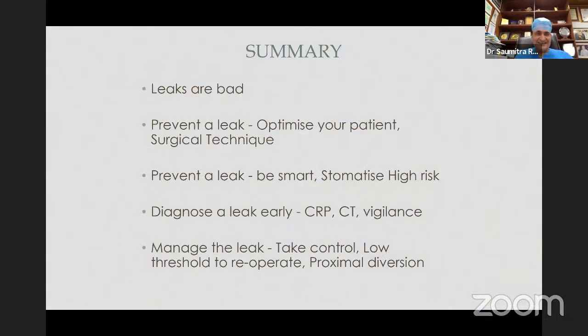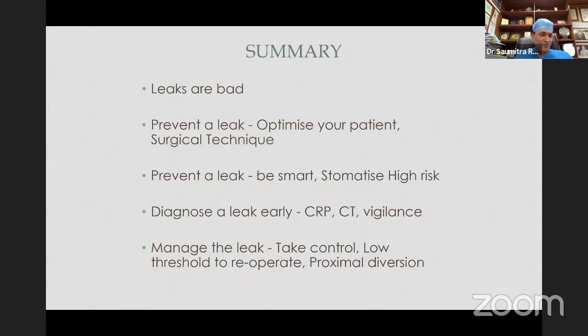In summary, leaks are bad. I think the most important thing is to prevent the leak: optimize your patient, optimize your surgical technique, discuss with your colleagues. And I must say that this is a great forum where all of us are sharing our points. And I think, as other colleagues have said, give a stoma to the high risk.